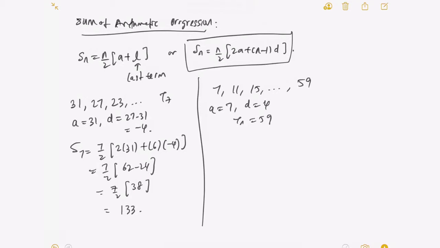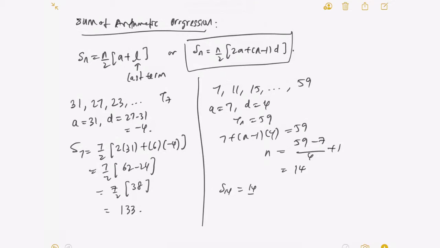So we use a plus (n minus 1)d equals 59. So we take 59 minus 7, you divide by 4, plus 1. 59 minus 7 is 52, right? 52 divided by 4 is 13. 13 plus 1 is 14. So now you have a total of 14 terms. So we want to find S14.